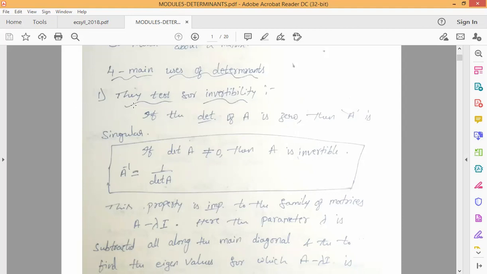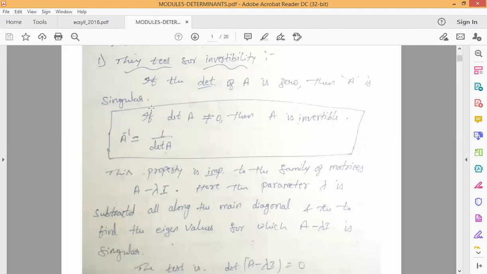So in order to test the invertibility of a matrix, you can use the determinant. If the determinant of the matrix A is 0, then we can say that such matrix A is singular, or you can also say that it is non-invertible. Suppose the determinant of A is not equal to 0, some constant value, 1 or 2, whatever may be the value, then we can say that matrix A is invertible. Invertible in the sense we can regenerate the matrix A. So here we can write A inverse is equal to 1 divided by determinant of matrix A.